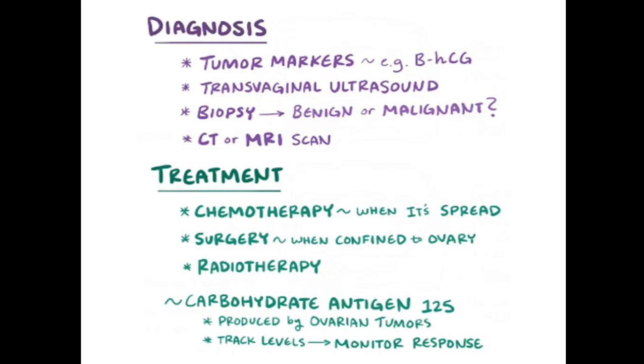An important point here is carbohydrate antigen 125, which is produced by the ovarian tumors. During the therapy, to find out the success of our therapy, we will detect the levels of carbohydrate antigen 125. Increased levels will show us that the tumor is progressive or recurrence has occurred, while decreasing levels will show us that the therapy is going in the appropriate way.